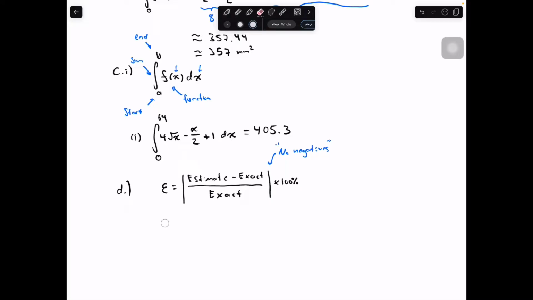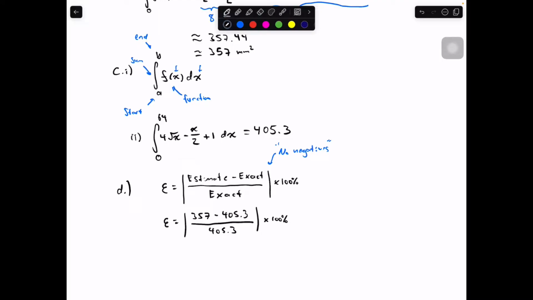So percentage error is equal to, our estimate was 357, our exact value was 405.3, and we want to say what fraction is that out of our exact value. We want to times it by 100%. Okay, so let's go back to the calculator screen and work this out.